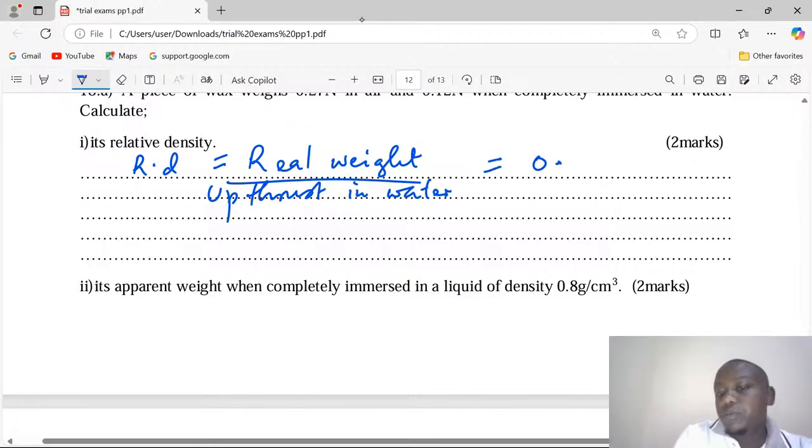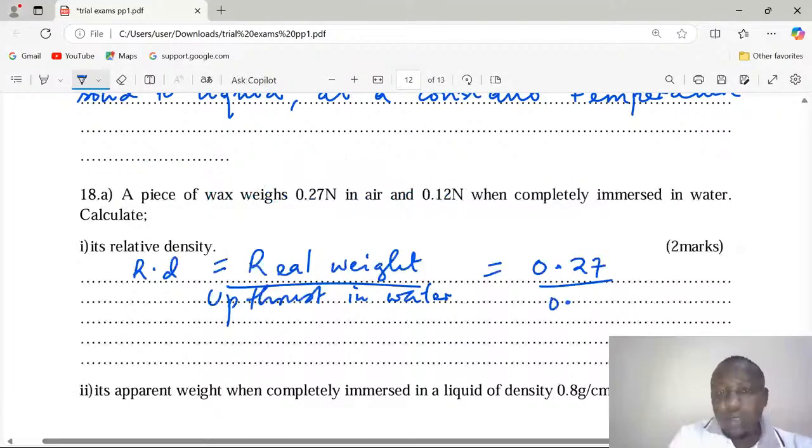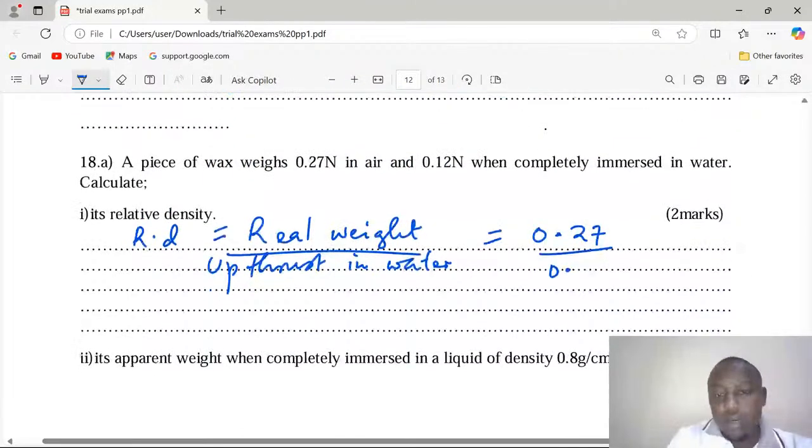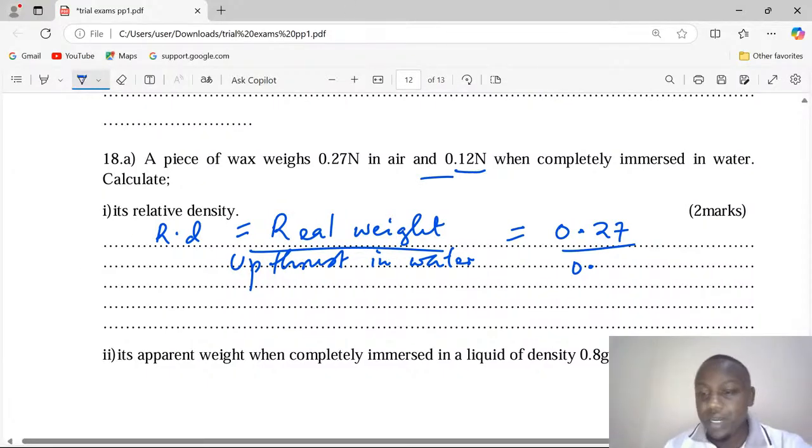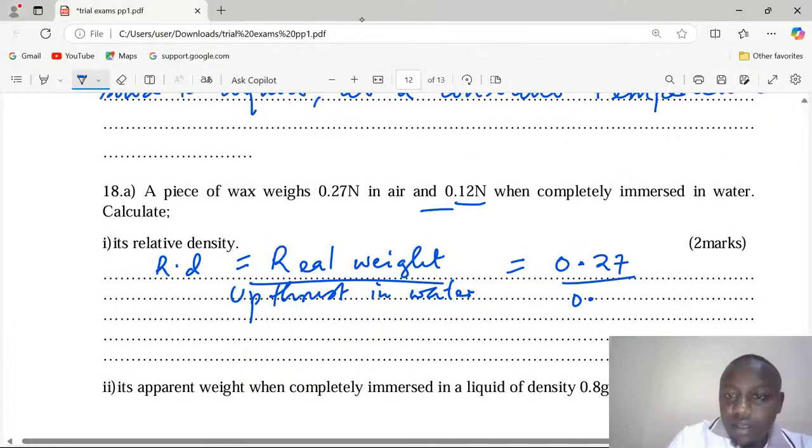So 0.27 divided by the upthrust in water. We have to get the upthrust. So upthrust is going to be actual weight minus apparent weight. Actually, it weighs 0.27. The actual weight is 0.27.